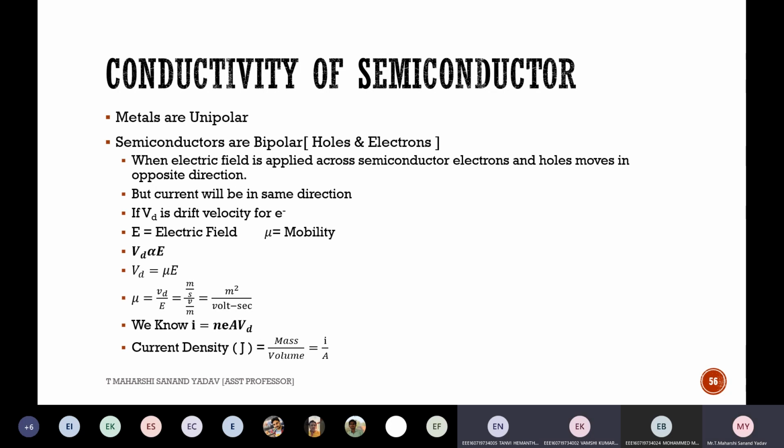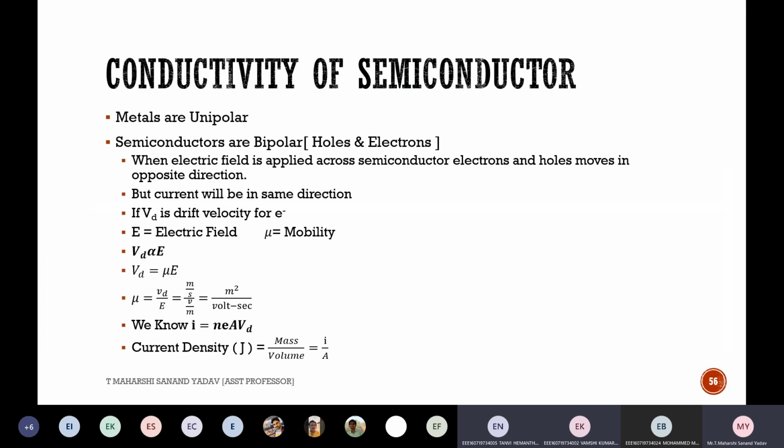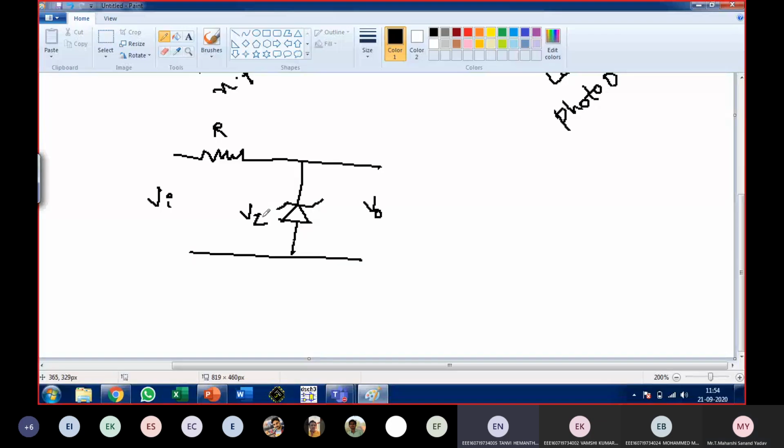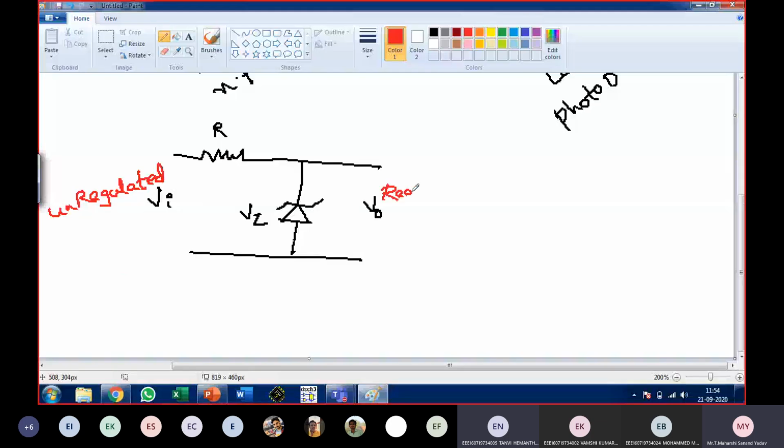Sir, can you explain the voltage regulator again? Yes. This is the circuit diagram, with a current limiting resistor and next a Zener diode. Here I'm applying a regulated input or unregulated input to the Zener diode? It is unregulated, so that I get a regulated output.